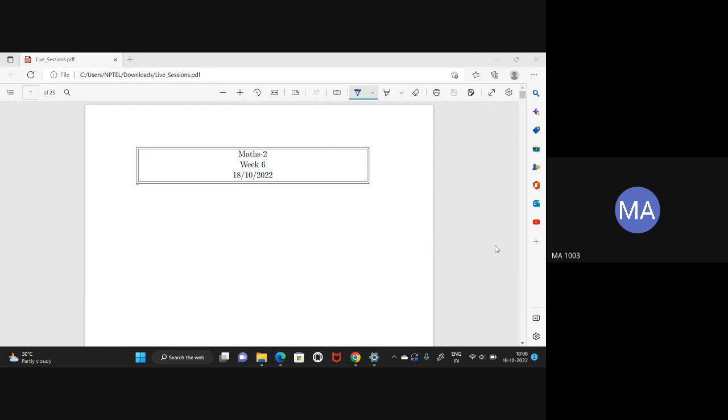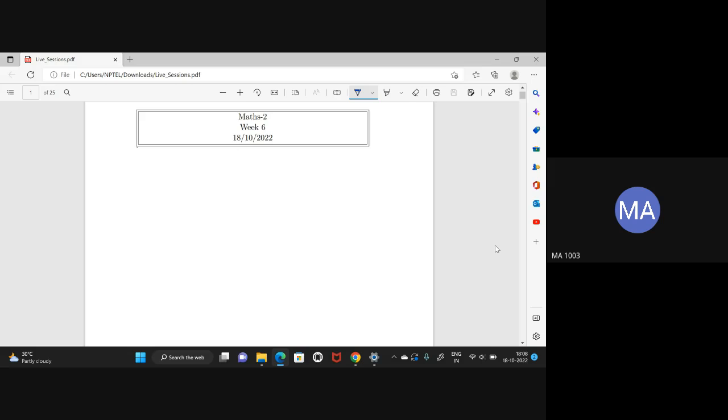Okay. So in week 5, we studied linear transformations, right? Week 6 is a continuation of linear transformations. So what is a linear transformation? Maybe we'll quickly recall that and then go ahead. What is a linear transformation? Can someone quickly tell me?